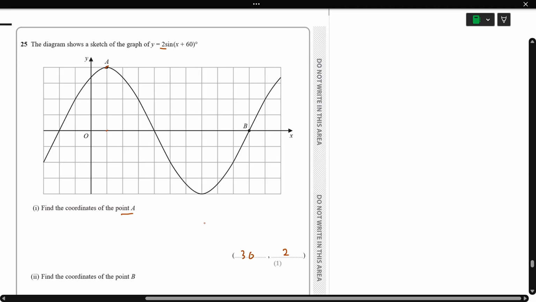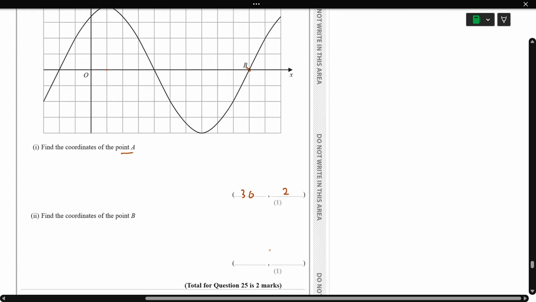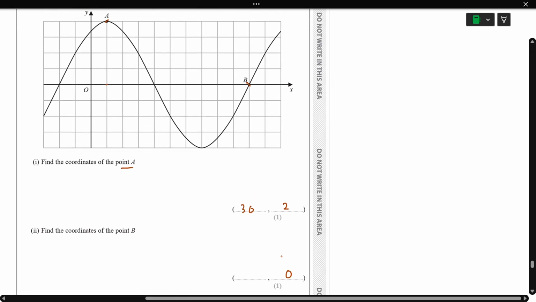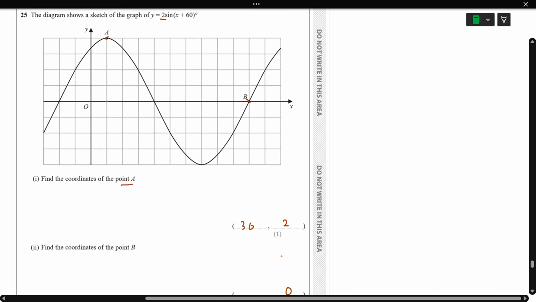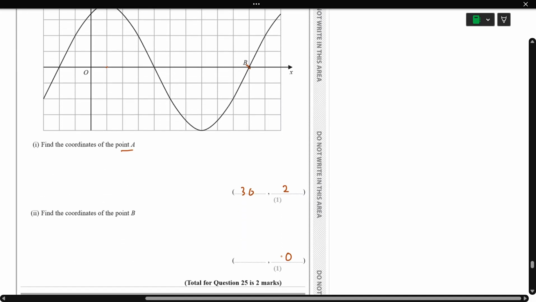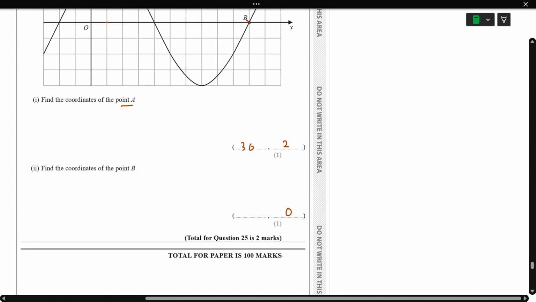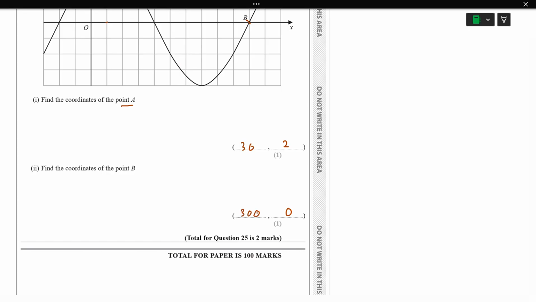Next, find the point B. B is here, and y is going to be 0, because on the x-axis y is 0. So when we get 0, sin 360 is 0, but already there is 60, so x is going to be 300. So this is the end of the questions.